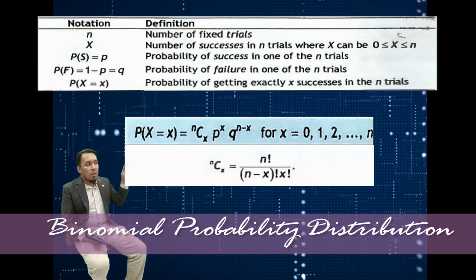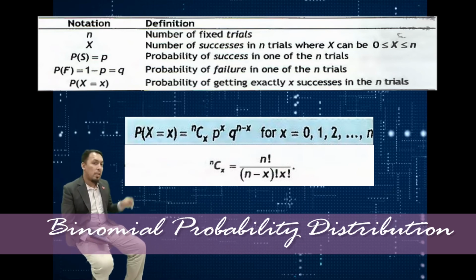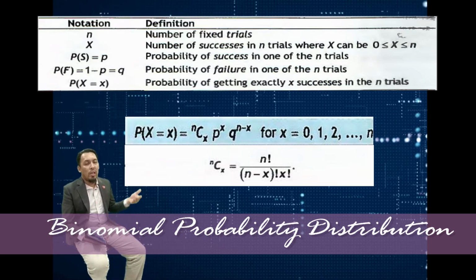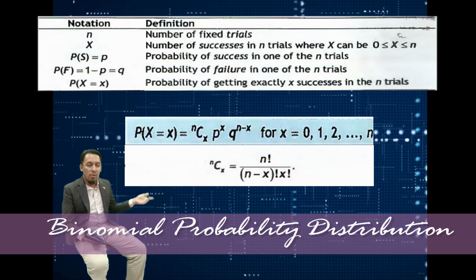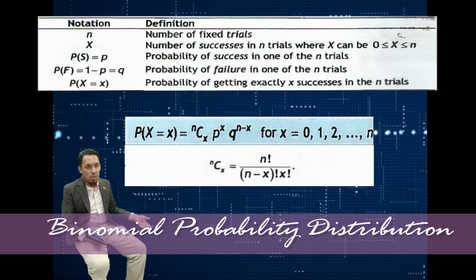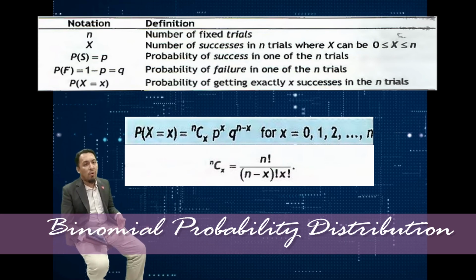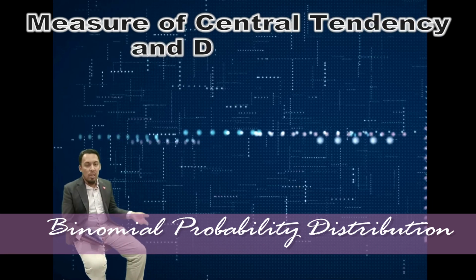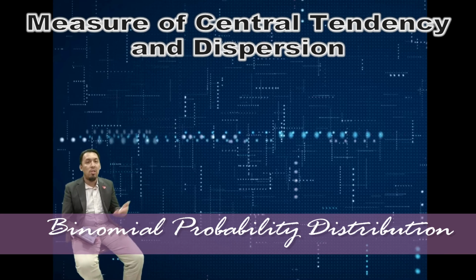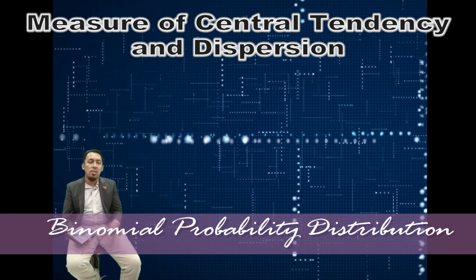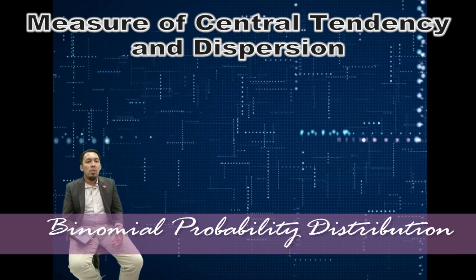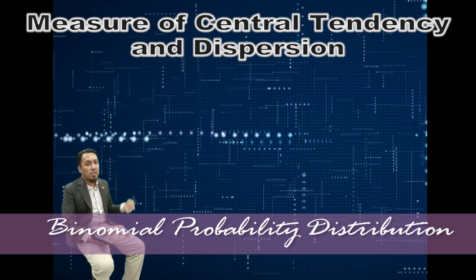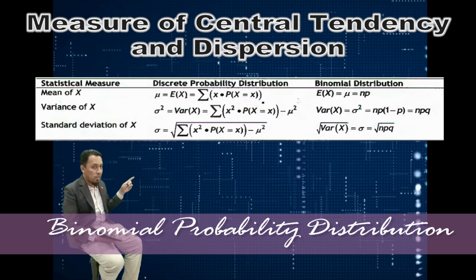Now, rather than just looking at how to calculate the probability, among the other things that we are usually interested in for all of the different distributions is that we want to measure the central tendency, which is the mean, median, mode, maybe the mean in this case, and the dispersion, which is the standard deviation and variance. So let us see how to calculate the measures of central tendency and dispersion for binomial. Refer to this table.